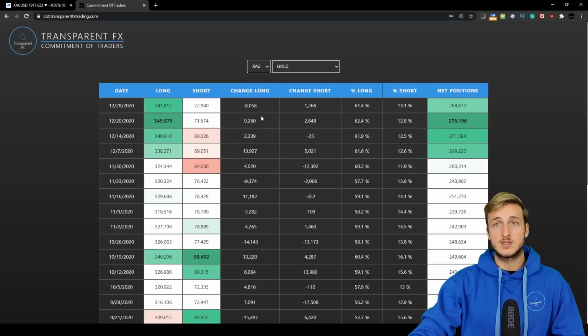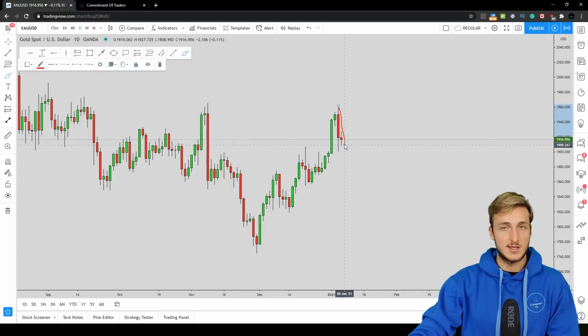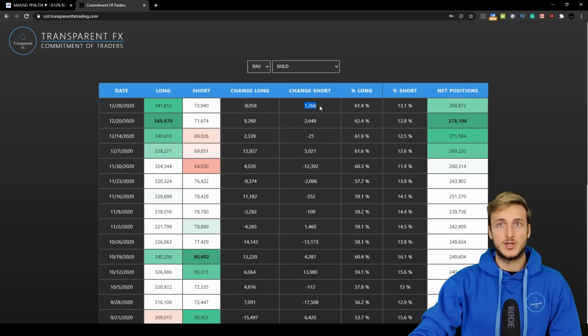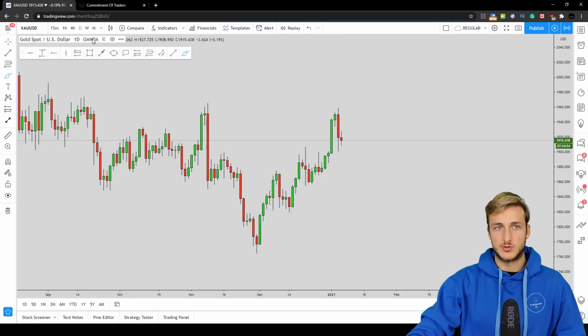So commitment of traders, which is what hedge funds are currently doing in the market. Now, what we can see from an institutional perspective on gold is that with the last report, hedge funds have decreased quite massively their net positions. In fact, we went from having 278K net positions all the way down to having 268K net positions. So we basically had 8K longs getting closed and 1.2K shorts getting opened. So that is why we had the move to the downside that we wanted to see in the first place. Hedge funds started shorting gold, closing their long positions and opening shorts on gold. Therefore, you do expect the market to create a move to the downside. That is what happens most of the time.